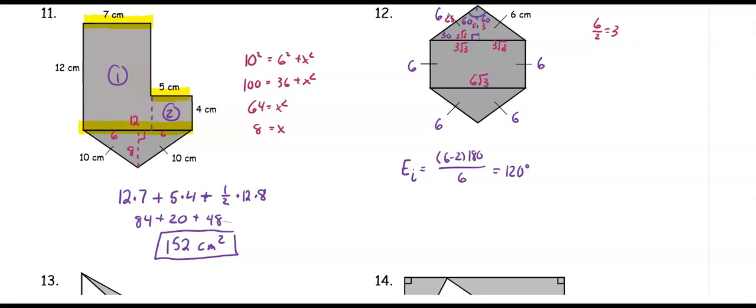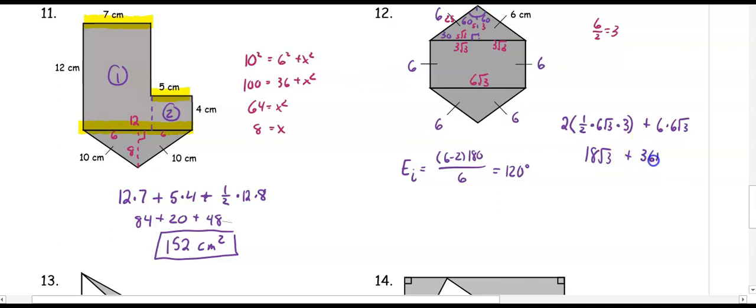So in this case, our area, we have two triangles. So 2 times 1/2 times the base, which is 6√3, times the height, which is 3, plus the area of the rectangle, which is 6 times 6√3. So in this case, when we multiply then, 2 times 1/2 times 6 times 3 gets us 18√3 for both triangles, and then 6 times 6√3 is 36√3. So when we add those together, because they both have a √3, we are left with 54√3 centimeters squared.